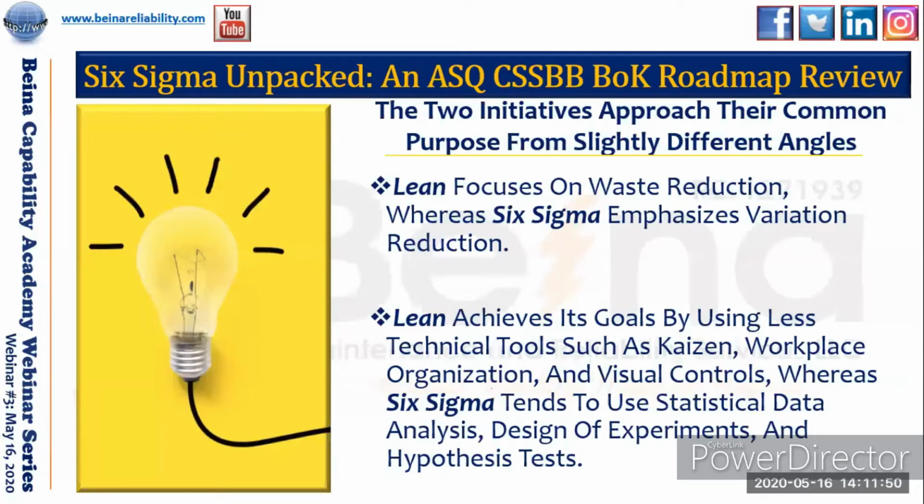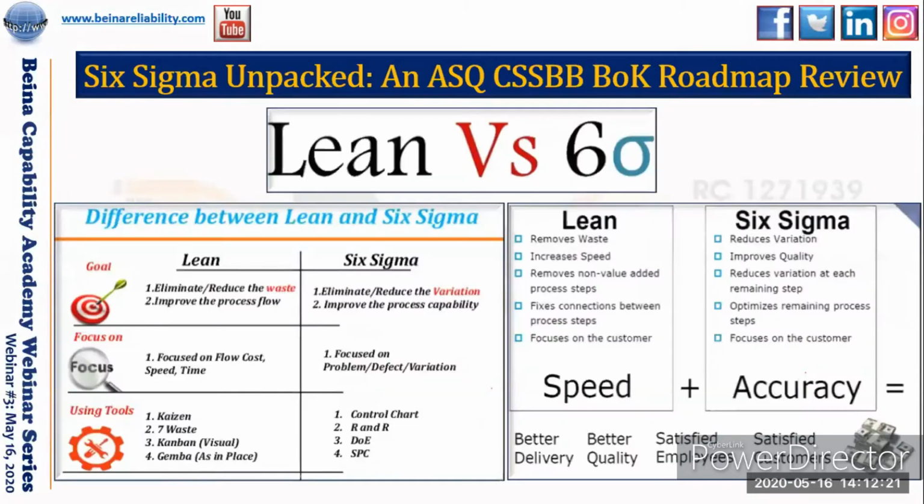And then Lean achieves its goal by using less technical tools. So you see in Lean, you see tools like Kaizen, workplace organization, visual management, or visual control. But when we get to Six Sigma, you see a lot more focus on statistics. Six Sigma uses statistical data and analysis. You also have design of experiments, and then hypothesis testing. These are the tools, statistical data, that Six Sigma uses to reduce variation in the process.